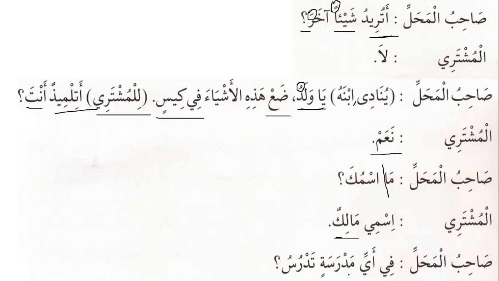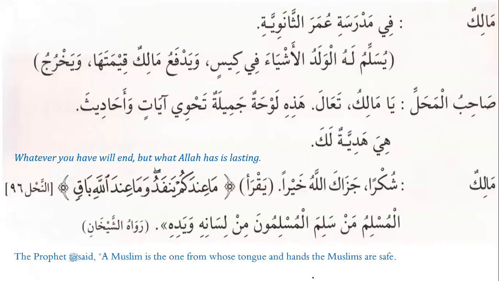Sahib al-mahal: fi ayyi madrasatin tadrusu. In which school do you study? So fi is harf jar, ayyi is ismul istifham, and here it is majroor because of fi. We know that a noun can be majroor for only two reasons, yeah, when it is used after a harf jar. So it is majroor here because of fi, and madrasatin is majroor because it is mudaf ilayh for ayyi. Fi ayyi madrasatin tadrusu. In which school do you study?